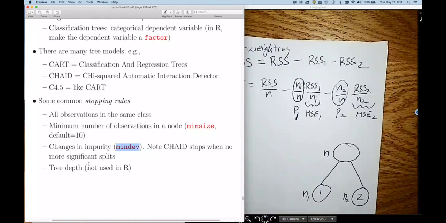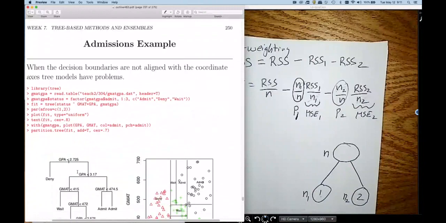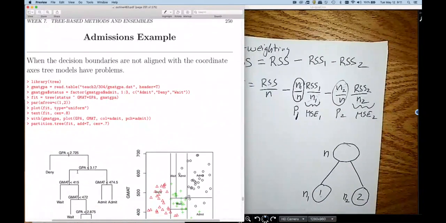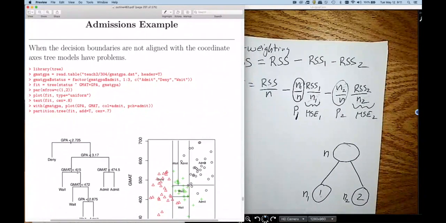Another method that's used in some other software packages is the tree depth, but it's not in R, and that's a good thing because again we're going to introduce a lot of binary splits. Maybe we want a very big tree to capture interactions. This is not a good stopping rule. All right, I want to do one more example with you and then wrap up this video.